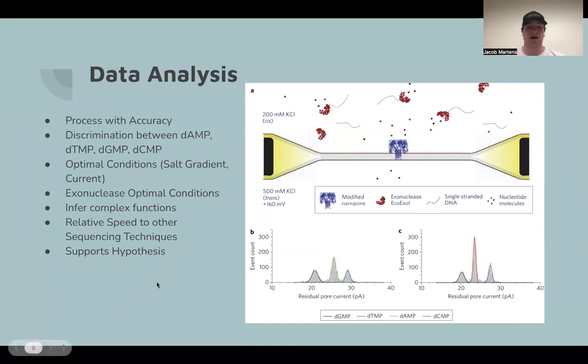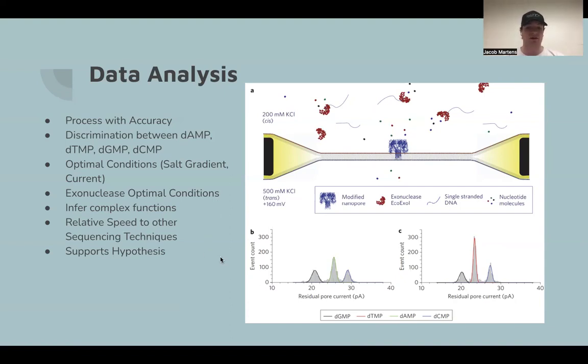This article found that the optimal salt concentration and potential for the nanopore is most active under these conditions of 200 millimolar potassium chloride to 500 millimolar potassium chloride at 180 millivolts. Exonuclease enzyme performs most optimally at this as well, where the cis side is where the strands of DNA will flow towards positively, because the DNA is negatively charged.